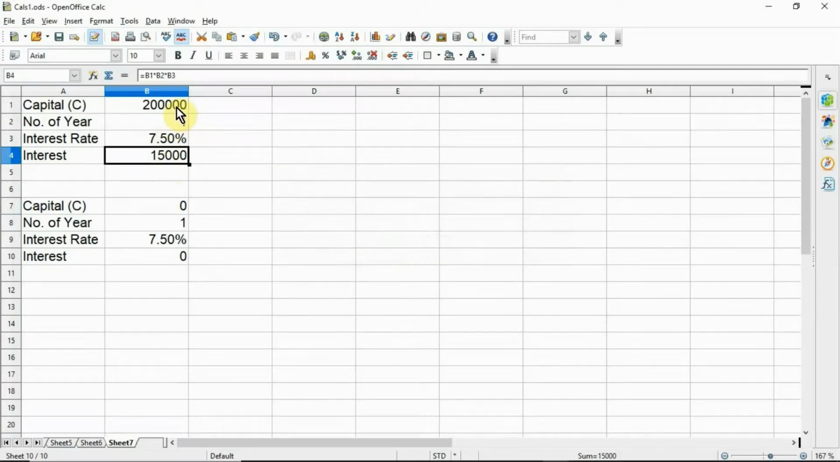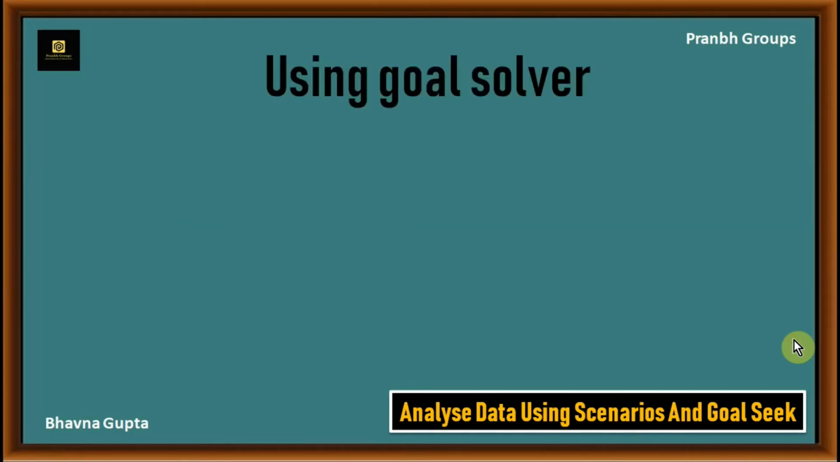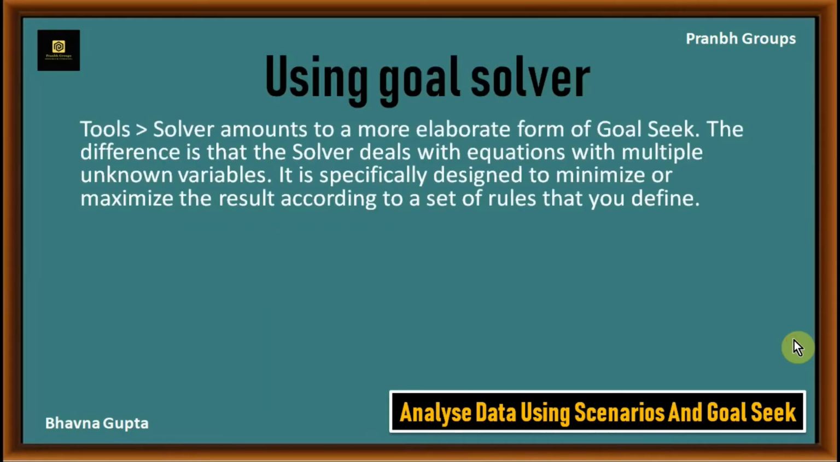So, the example is solved. Interest annual return 15,000 when capital is 2 lakh. Next topic, using goal solver. The solver tool is a more evolved form of goal seek. The difference is that the solver deals with equations with multiple unknown variables. It is specifically designed to minimize or maximize the result according to a set of rules that you define.